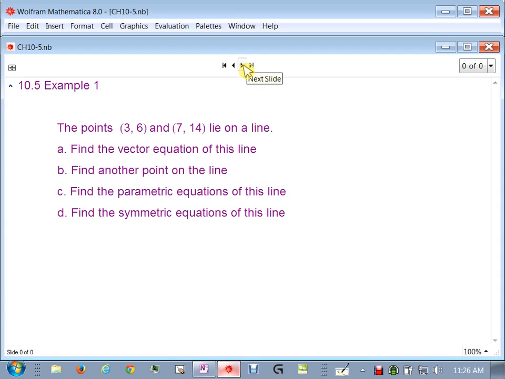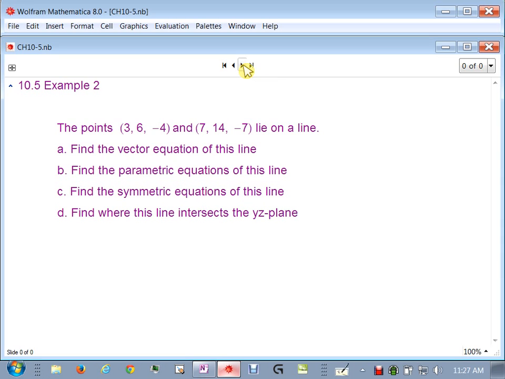All right, so the points (3, 6) and (7, 4) lie on a line. Find the vector equation of this line. Find another point on the line. Find the parametric equation of the line. Find the symmetric equation of the line. That one, I'll let you do. Let's do the next example, which is in 3 space. This is 3-dimensional. It's a little more interesting.